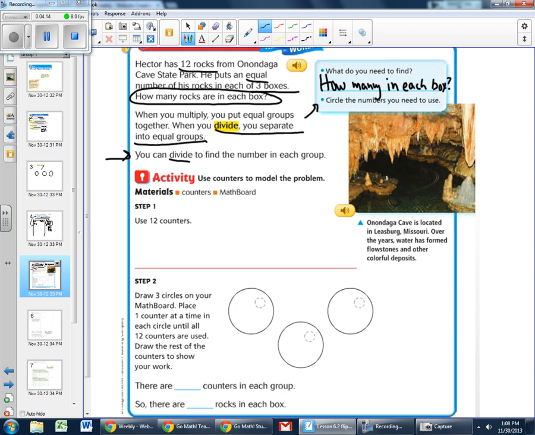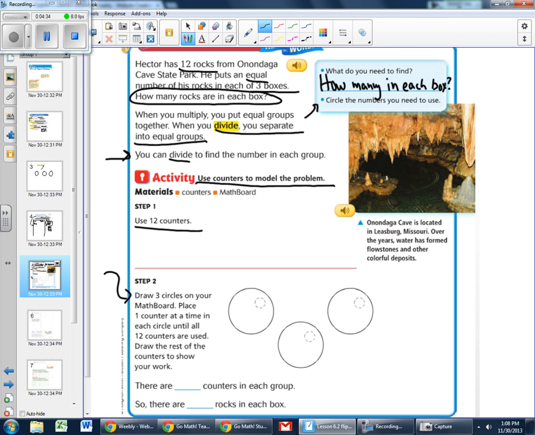If you choose to use the counters that are at your computer, you may do that. Or you may draw them out, which looks like what they're doing in step 2 here, which is the way that I used to solve them. So if you are using your counters, you need to count out 12 counters, please, and put them on a surface around you so that you can use those.